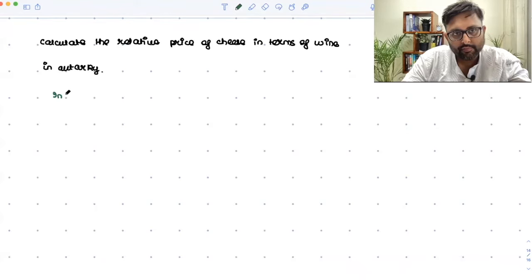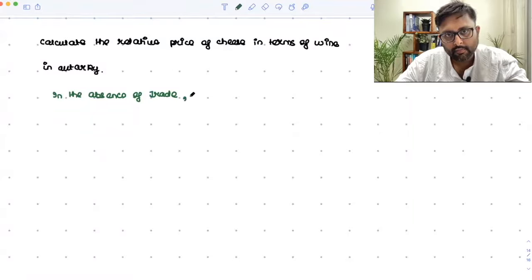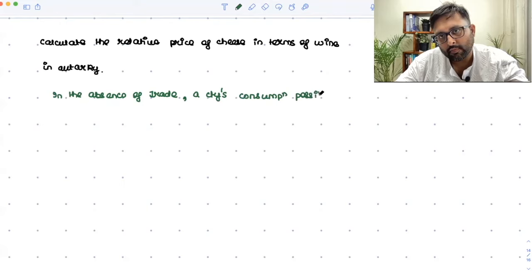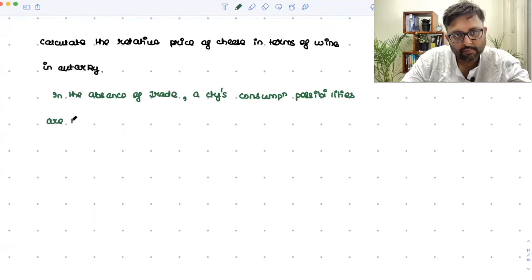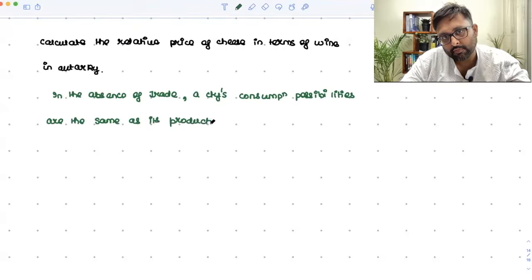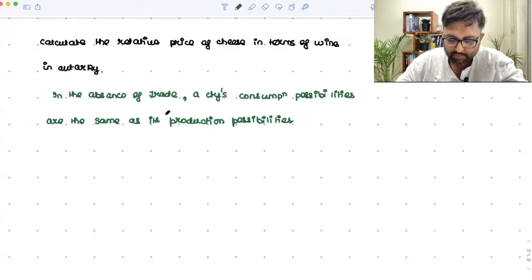In the absence of trade, a country's consumption possibilities are the same as its production possibilities, right?